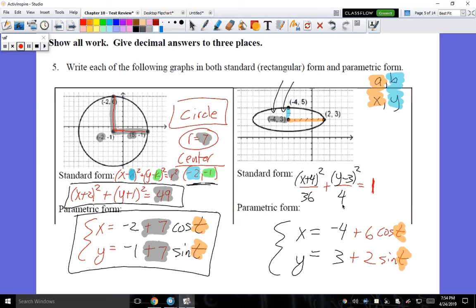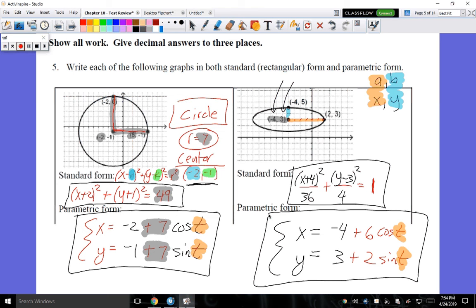So this right here would be your equation that would be standard form, okay? And this right here would be the form that would be parametric.